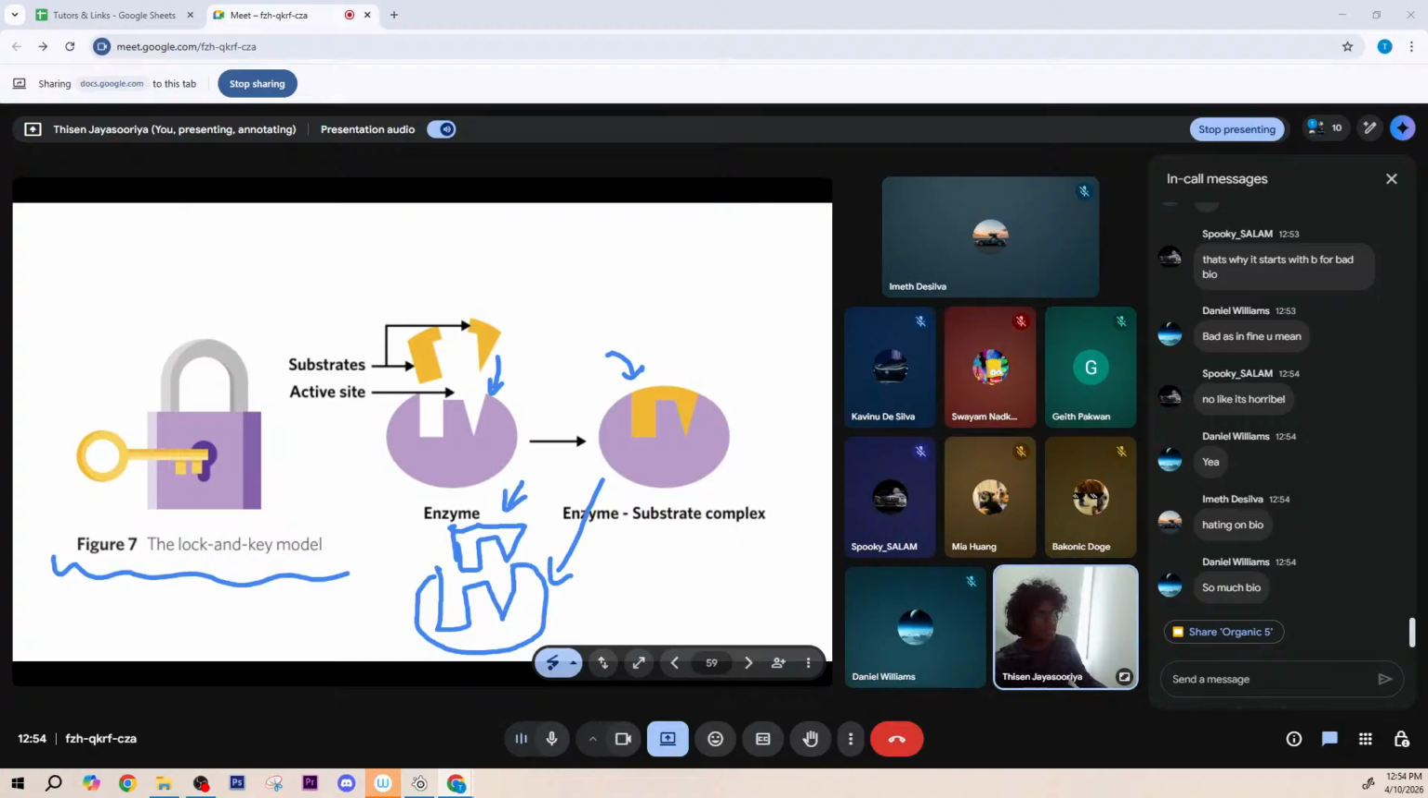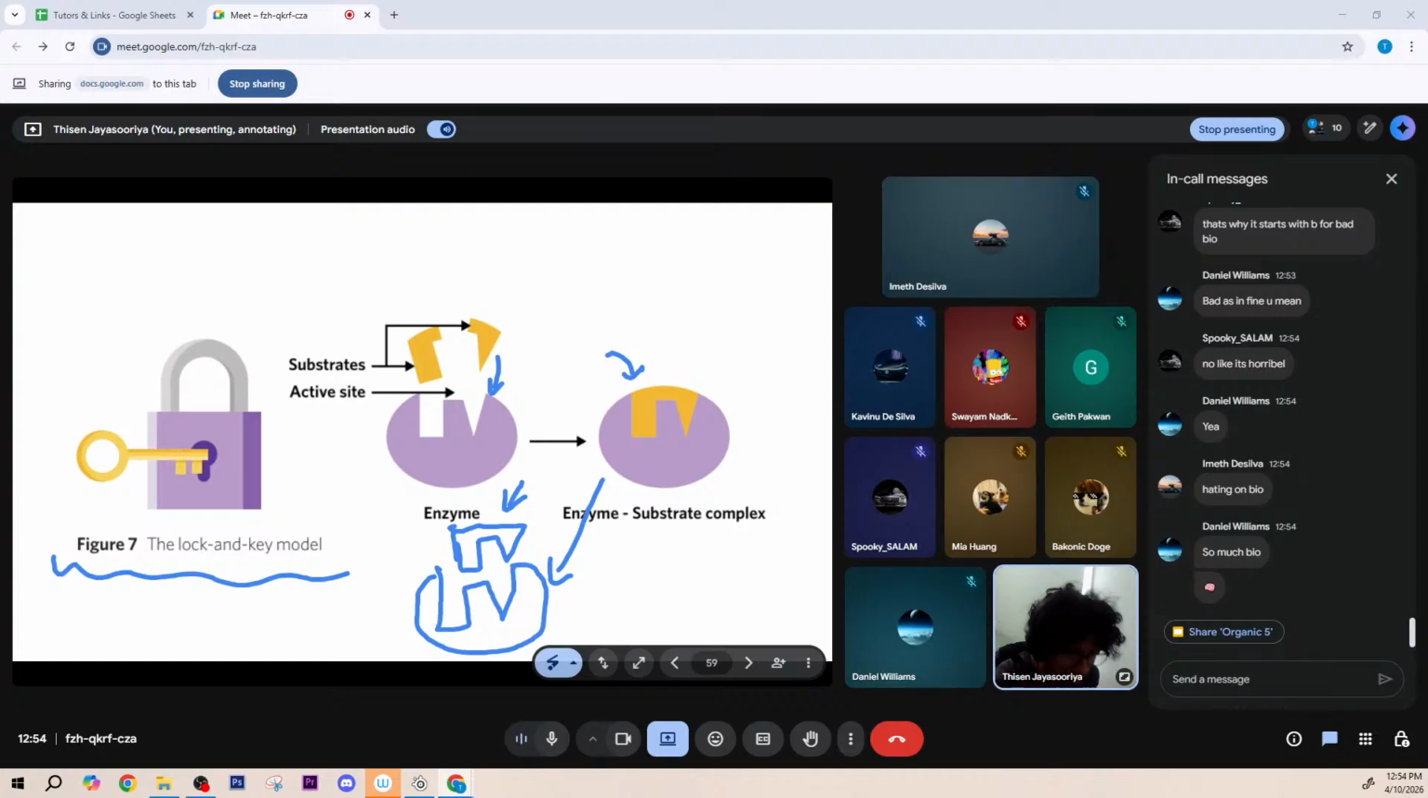Which is the thing that we want, yeah? So if they ever say you can draw this diagram on the exam, you can draw out the lock and key model, right? They might say that as an actual mark. They'll say a diagram can be used to explain the lock and key model, yeah?